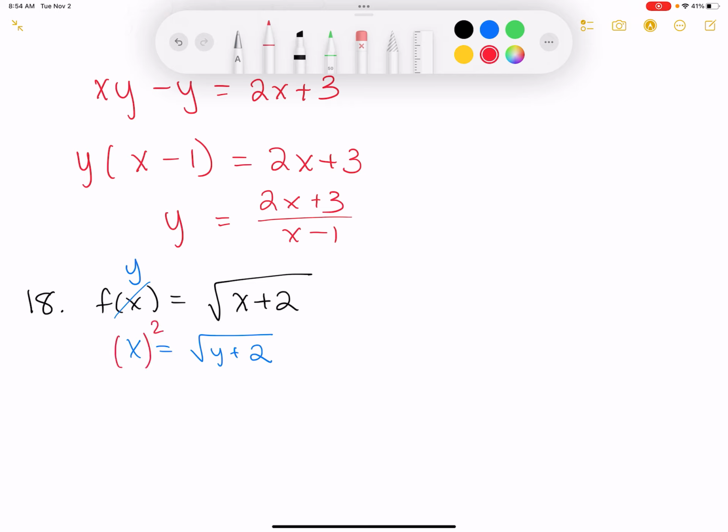So I have x squared is equal to y plus 2. Then you subtract 2, so y is equal to x squared minus 2. See, not bad, right?